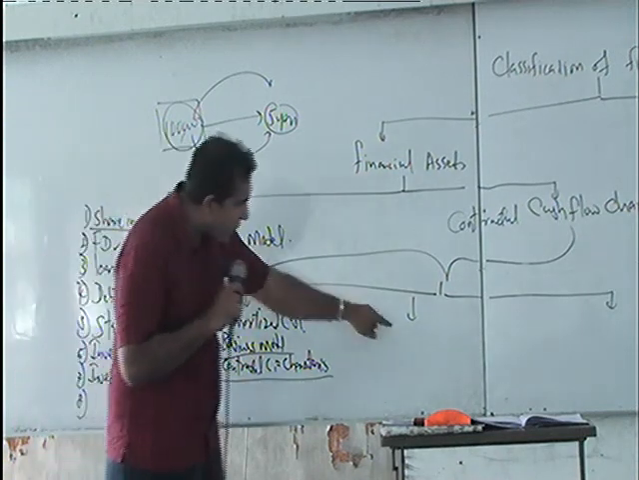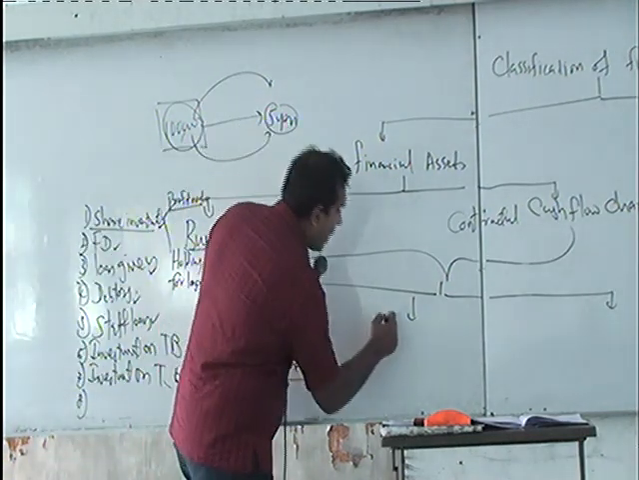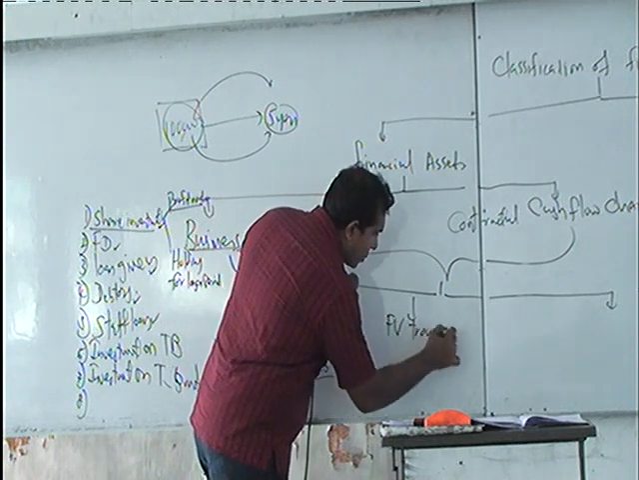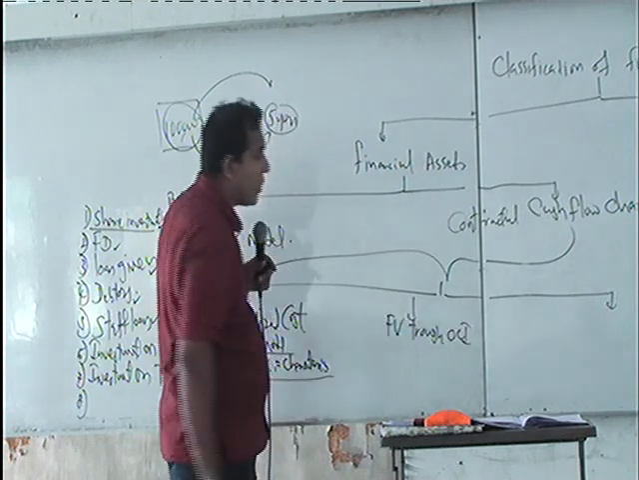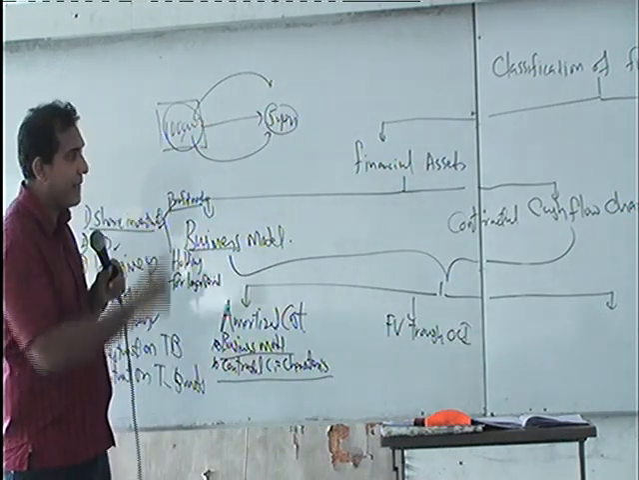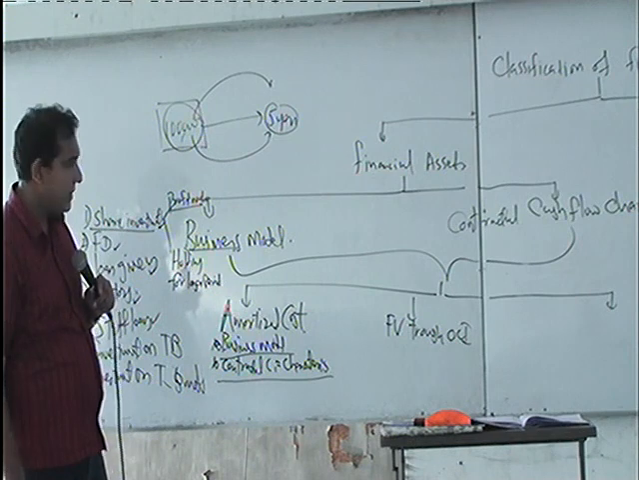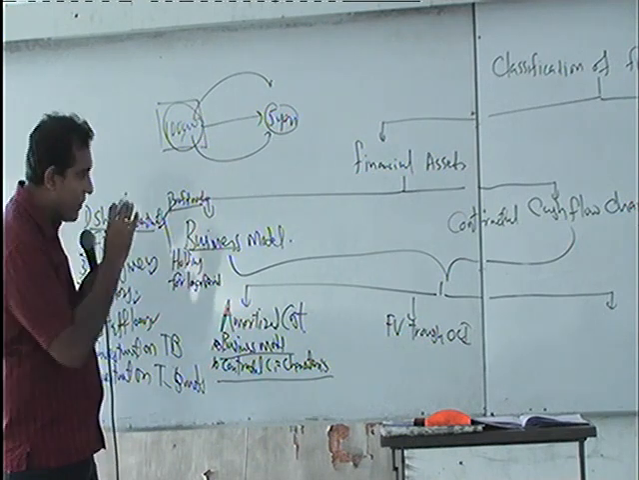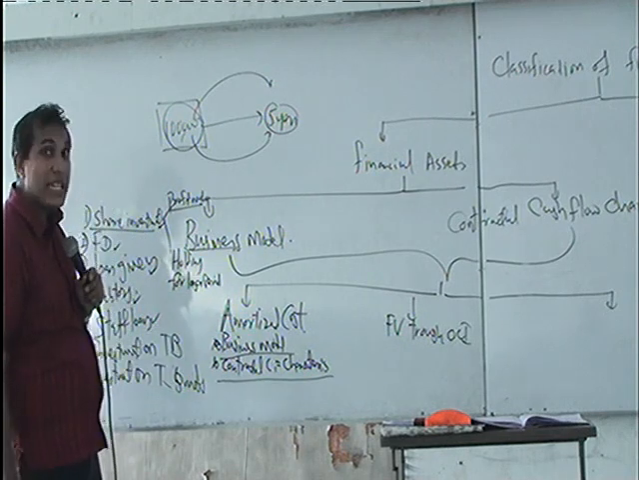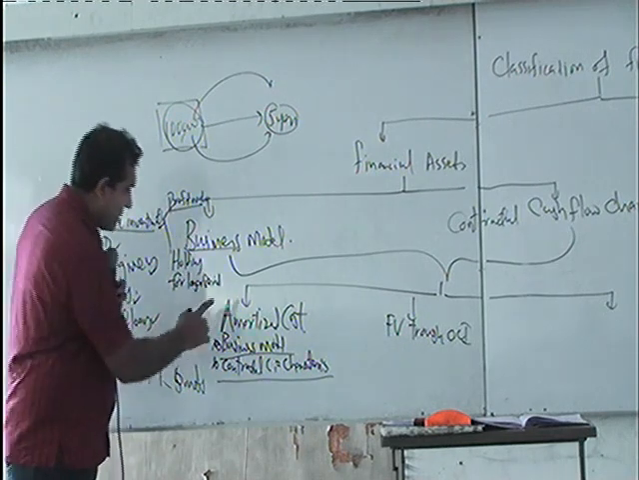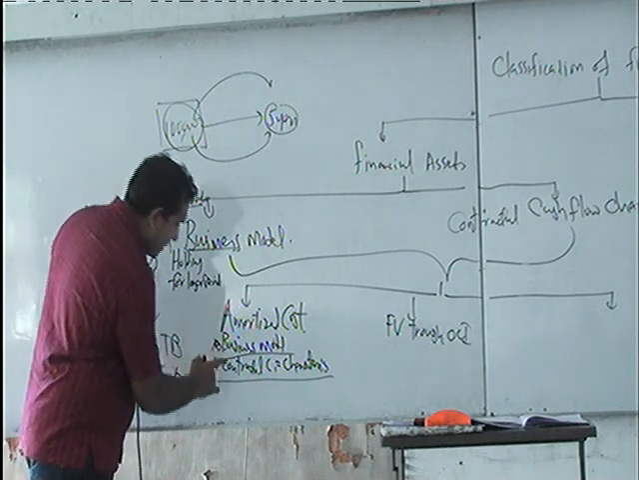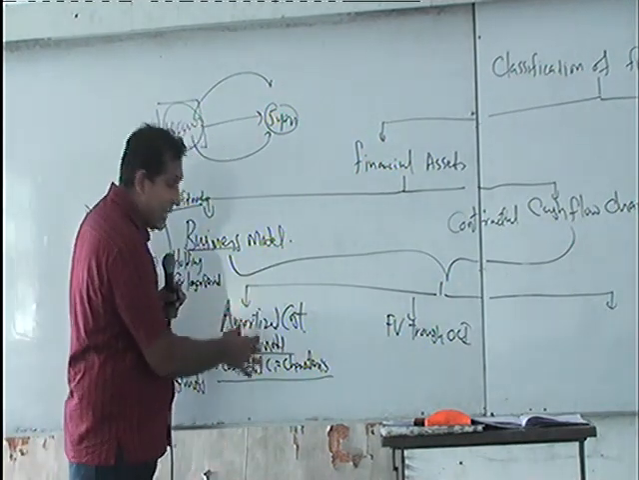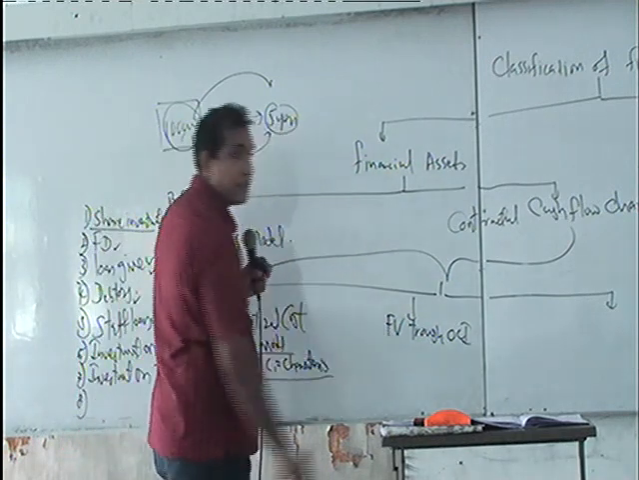Then we need to shift on to the second one, fair value through OCI method. That is what you need to understand. This is very critical. Business model, contractual characteristics. If we are not complying with these two, we need to shift into here.